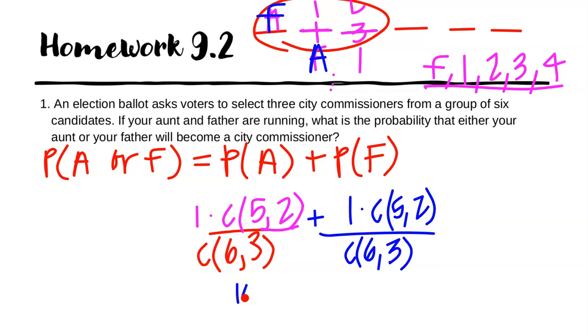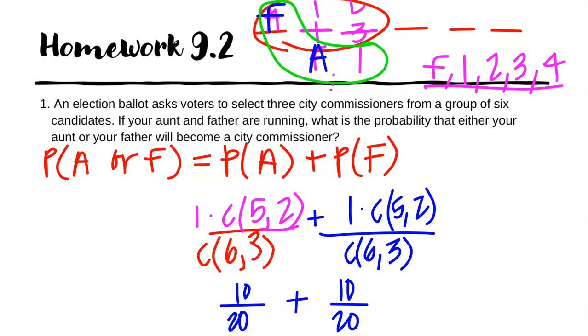Well, there's actually 10 different ways that your aunt could have been selected out of the 20, plus 10 out of 20. And obviously that doesn't make sense because it's not 100% likelihood that your aunt or your father is going to be chosen. And the reason for that is because we have overlapping events. Right here, you notice that your aunt, father, and 1 in a different order was already counted. So what I have to do is subtract out the intersection of both my aunt and father being chosen.